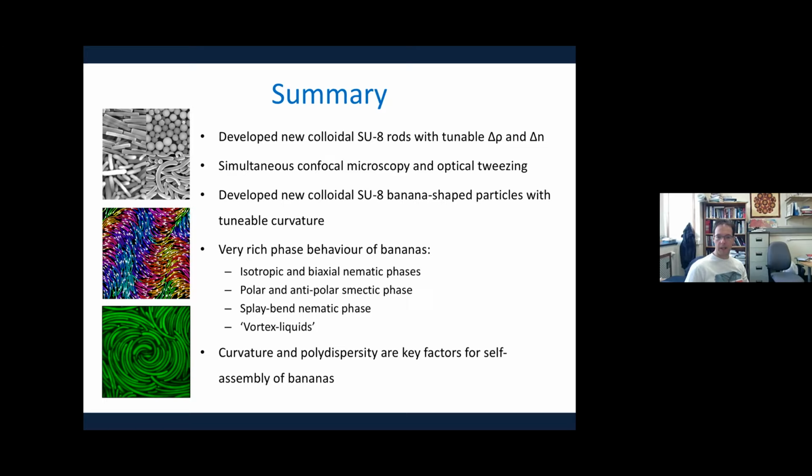We can do that for bananas with different curvature. We use the bananas with different curvatures to study their phase behavior. It's very rich. We've seen isotropic, biaxial nematics, polar, antipolar, smectic phases, splay-bend, and even these vortex liquids. And particularly the last thing shows that curvature and polydispersity are key factors for the self-assembly of these bananas, and we are definitely not done studying them yet.